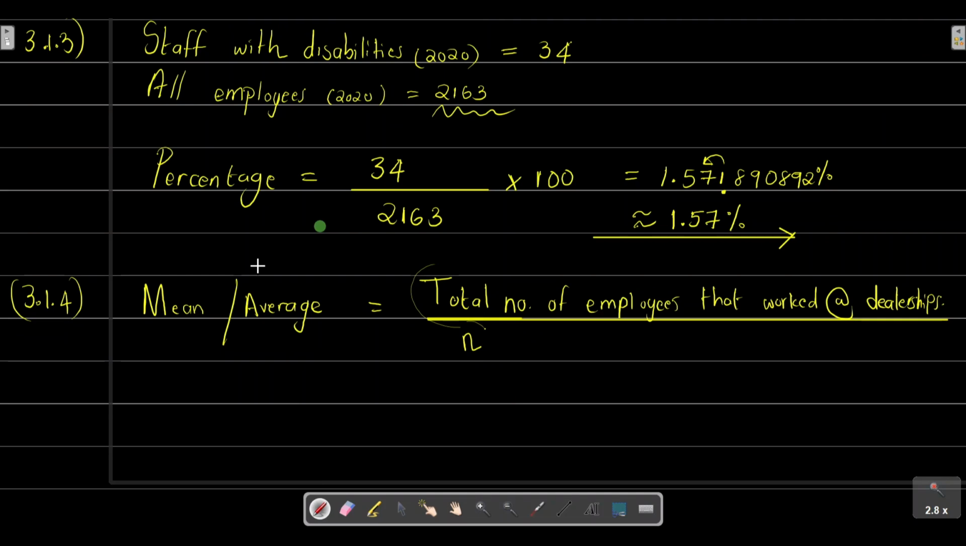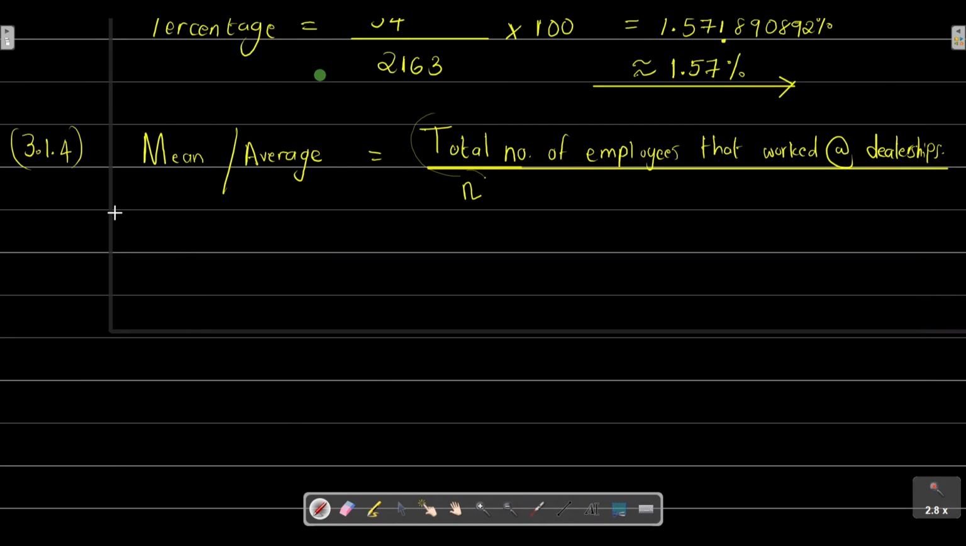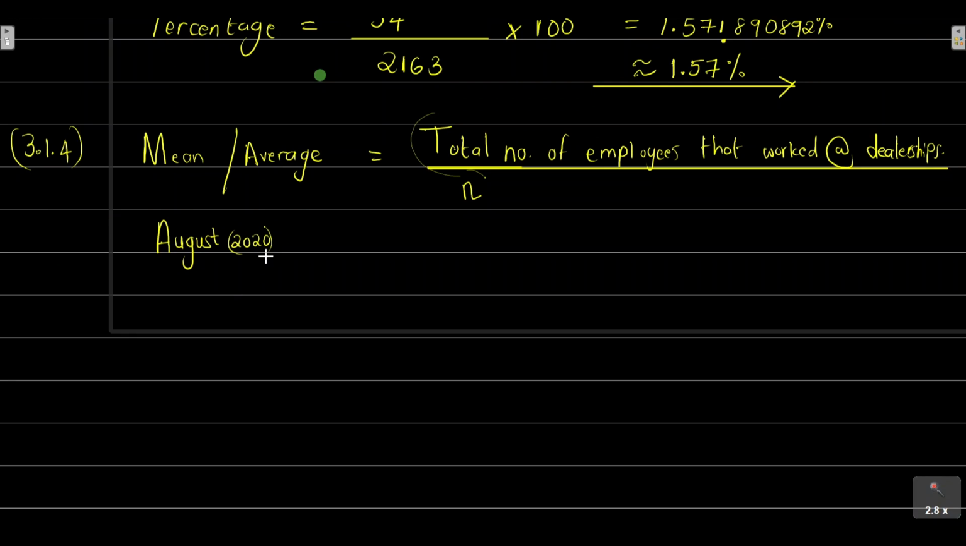Okay, so how will we get the total number of employees that worked at the dealership? The first thing we need to know is that in August 2020 the company had 2,163 employees, and we are told that 1.5% of these 2,163 employees actually worked at the head office. So how is this relevant?